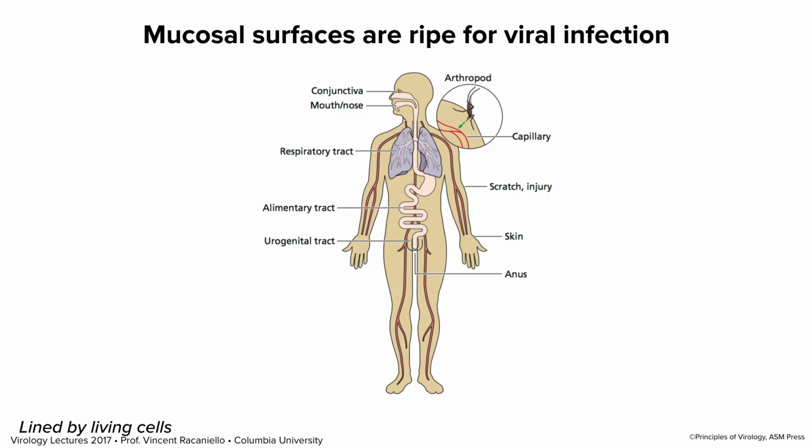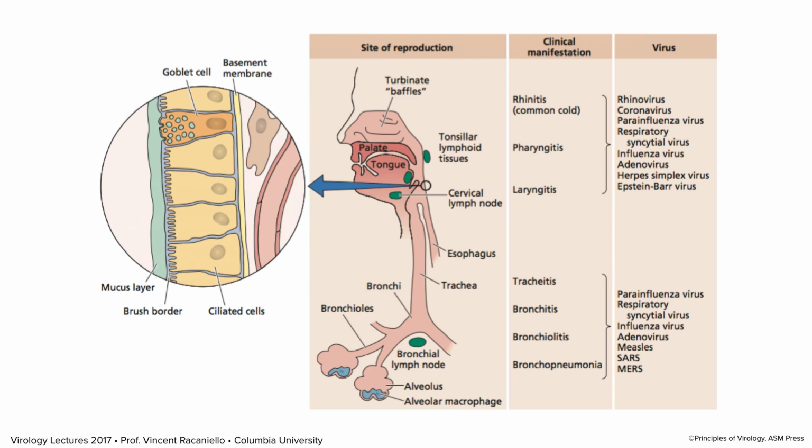So the mucosal surfaces are ripe because they are permeable. They are moist, permeable surfaces lined with living cells, and their purpose is to take in materials and get rid of them. You know, your respiratory tract has to take in oxygen and give off CO2. So they're by design accessible, and unfortunately that's very easy for a virus to get into them. So they'd include the eyes, respiratory, and the alimentary and urogenital tracts.